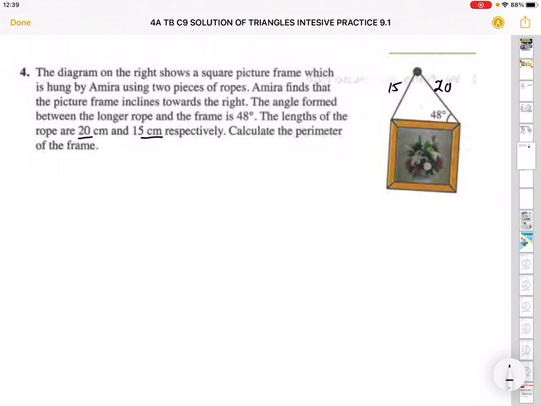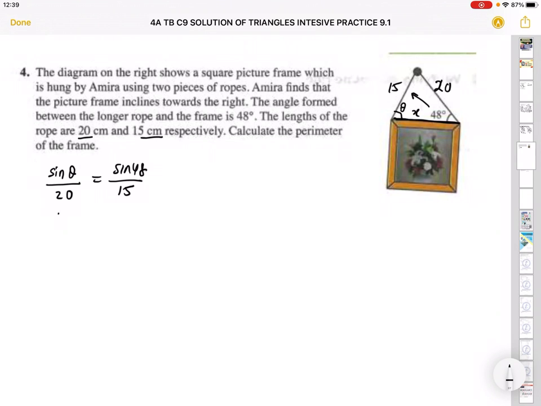Alright, I need to find the perimeter. To find the perimeter of the frame, we need to find the length of this side. So let's call this length x. Okay, so we can use sine rule. Now the problem is I don't know this angle, right? So I'm going to call this angle theta. Remember, to use sine rule, you need to have a pair of angle with the opposite length. So in this case, sine theta divided by 20, and the other pair will be sine 48 divided by 15. Now use your calculator.